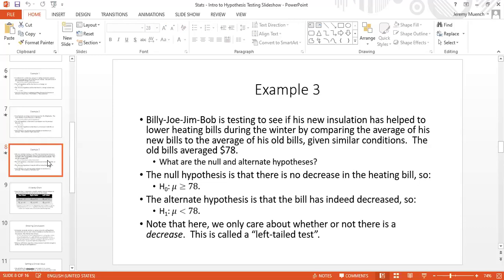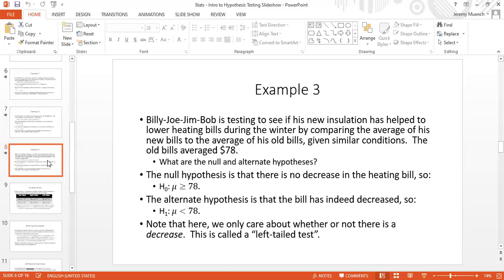In my opinion, and this is purely my opinion, different statisticians, different people who have worked with different types of data will have different feelings about this. But for the most part, I find one-tailed tests to be dubious. I think there are very few circumstances where you only ever care about a change in one direction, where you'd actually be interested in the results of the test in the first place. But anyway, Billy Joe Jim Bob is testing to see if his new installation has helped to lower heating bills.